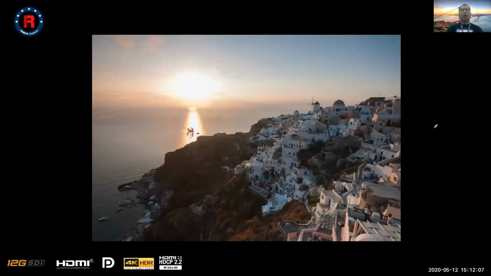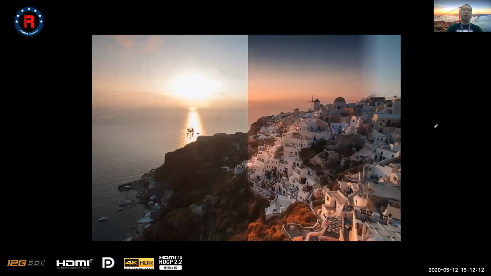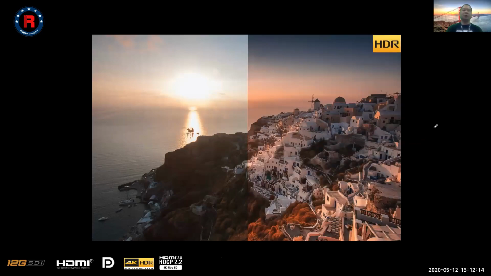Here we will have an example to show the difference between HDR and no HDR.